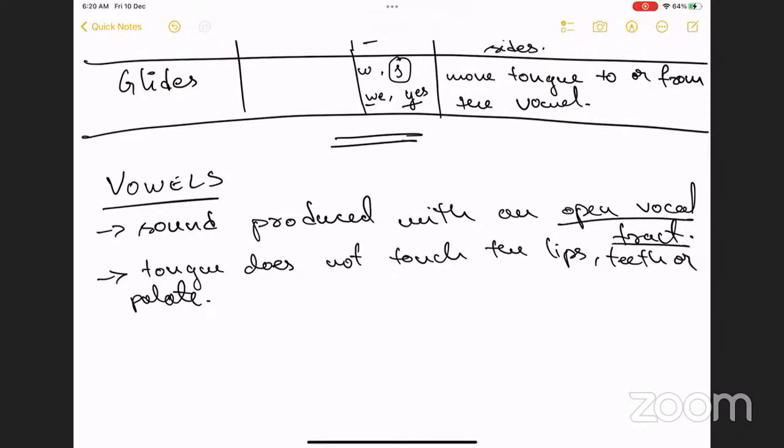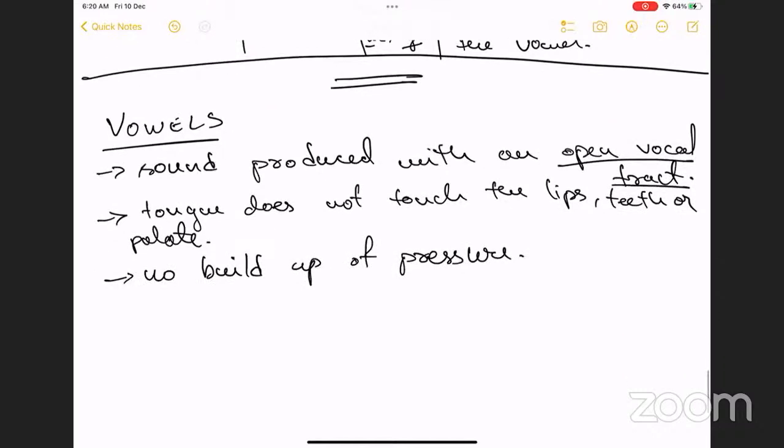But that is not the case for consonants. And another very important feature here is that there will be no build-up of pressure to pronounce these words. Okay, is that clear, everyone? I'm assuming that's a yes.